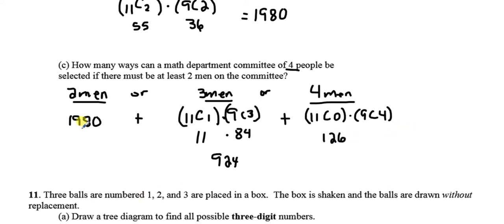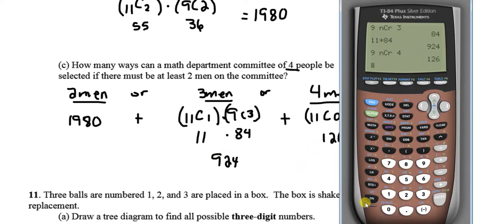And so we have 1,980 plus 924 plus 126. That's our total answer of how many ways we can do a committee of 4 with at least 2 men on it.